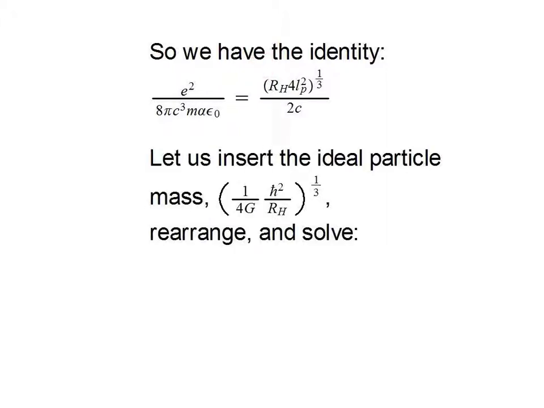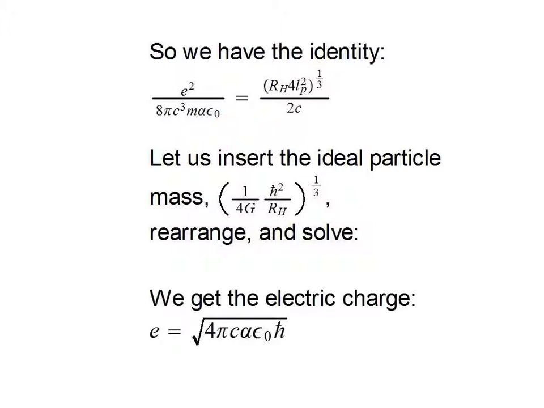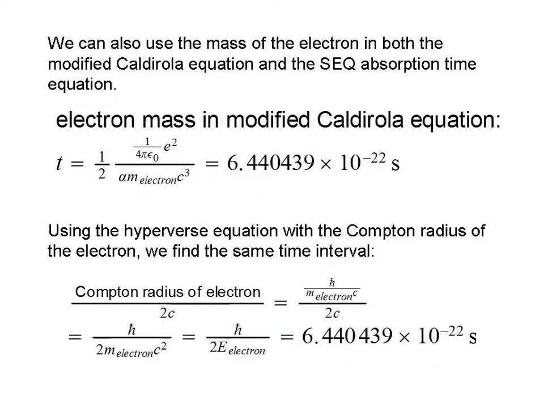So let's insert the ideal particle mass here into the equations up here and solve. And very interestingly, we get the correct equation for the electric charge, the square root of this value here. And we can do this differently.